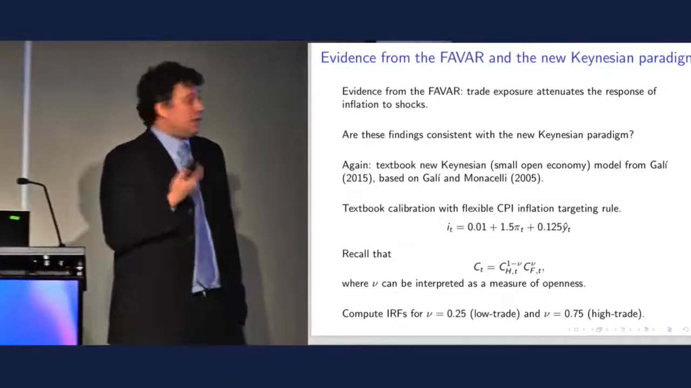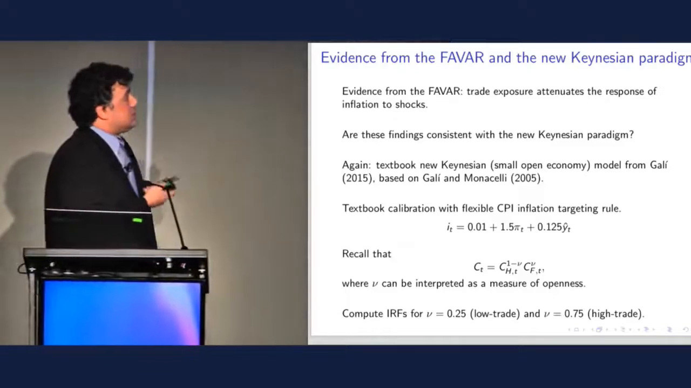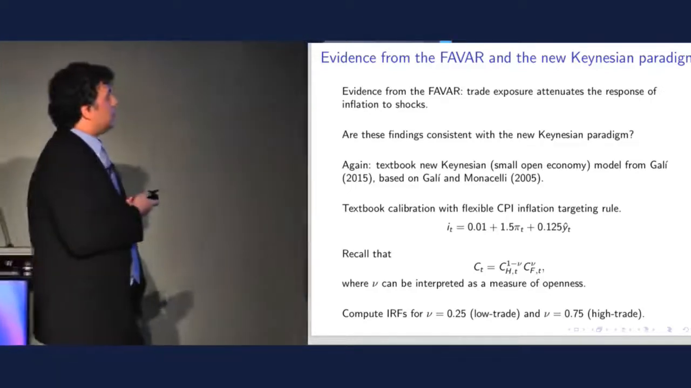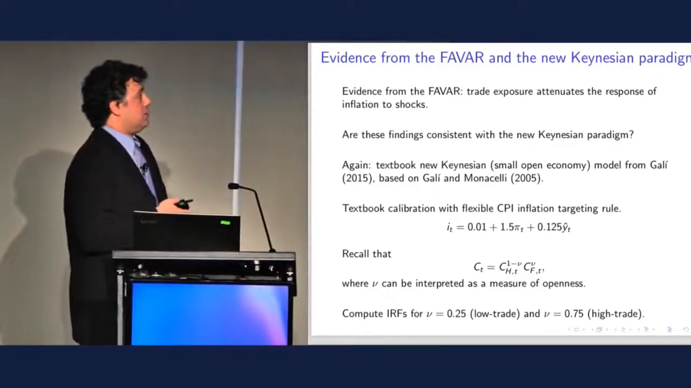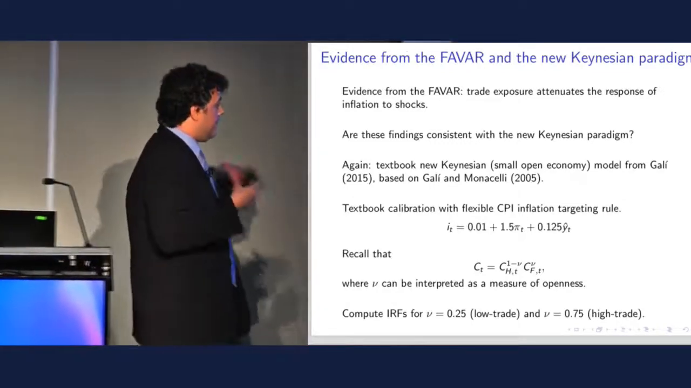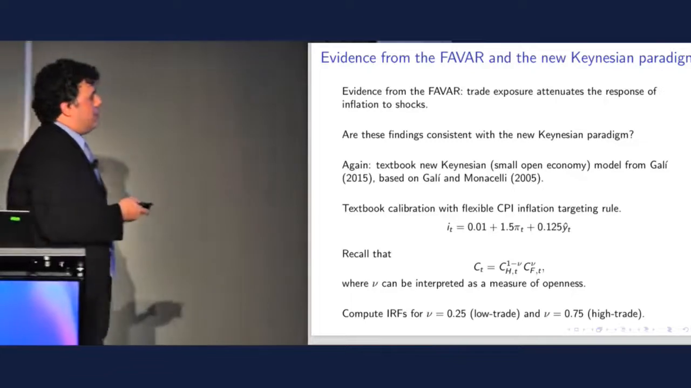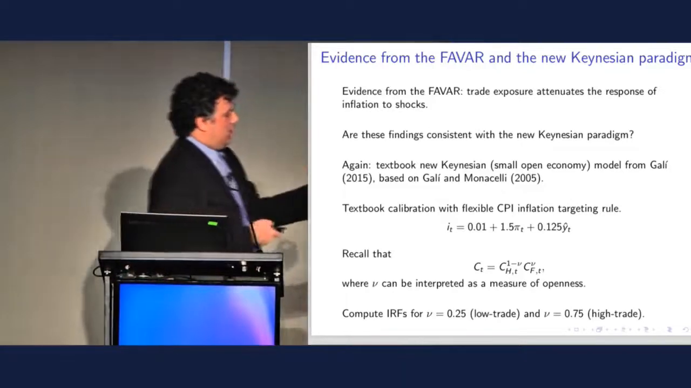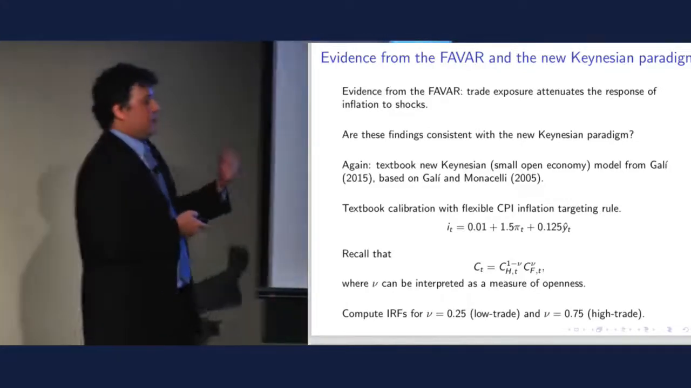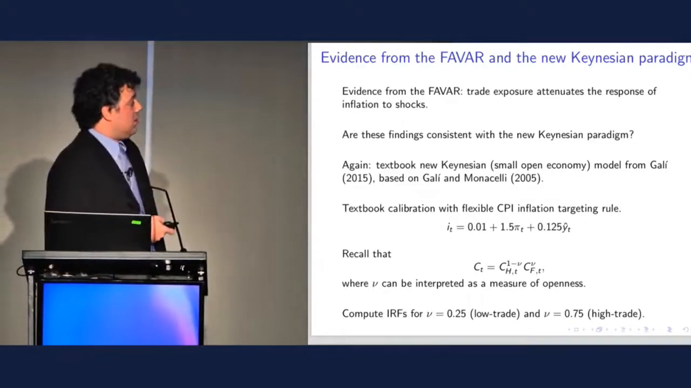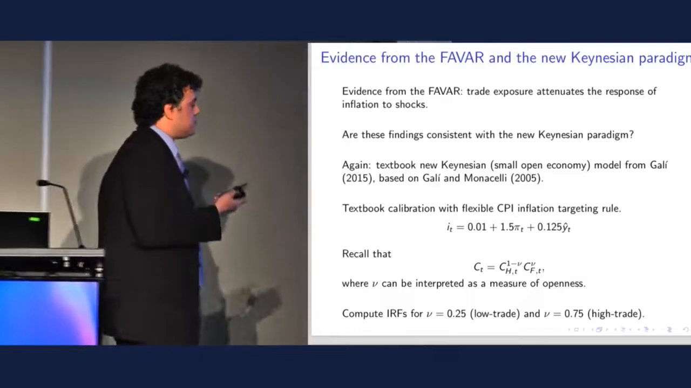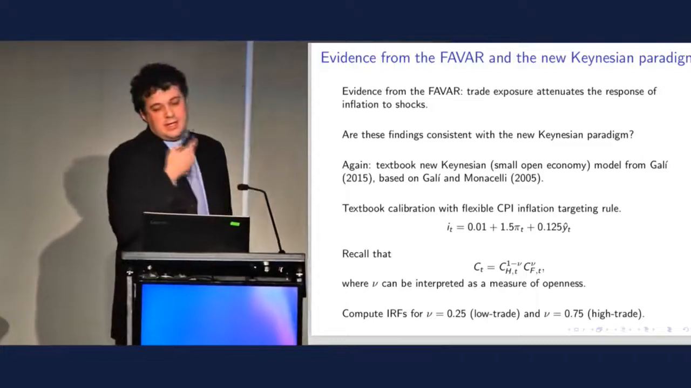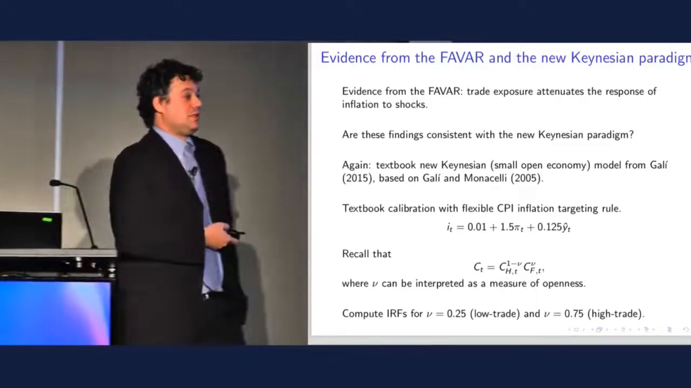The next question that came to my mind was whether these findings would be consistent with the New Keynesian paradigm. So what I did, I took the textbook New Keynesian model from Jordi's book, based on his paper with Tommaso Monacelli. I consider the textbook calibration coupled with a flexible CPI inflation targeting rule. Recall that the parameter nu governs the degree of openness in this economy. And then I compute impulse response functions in an economy with low trade and an economy with high trade.